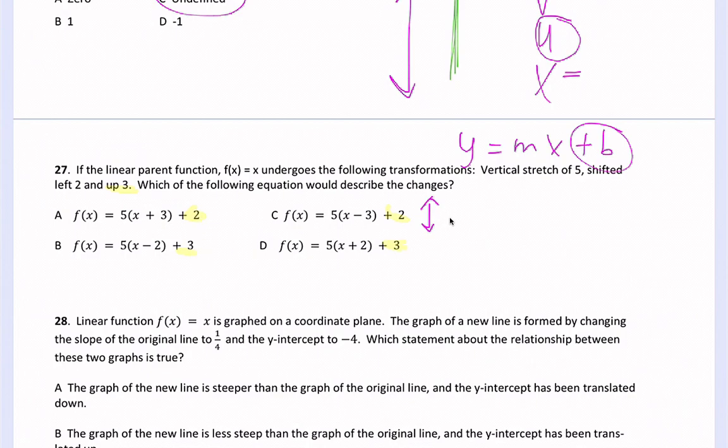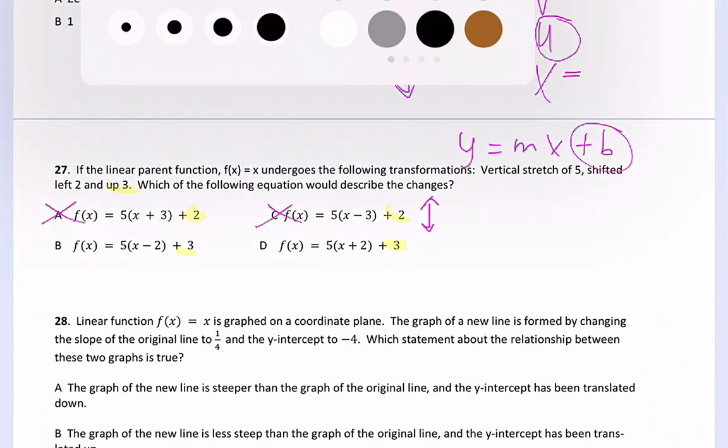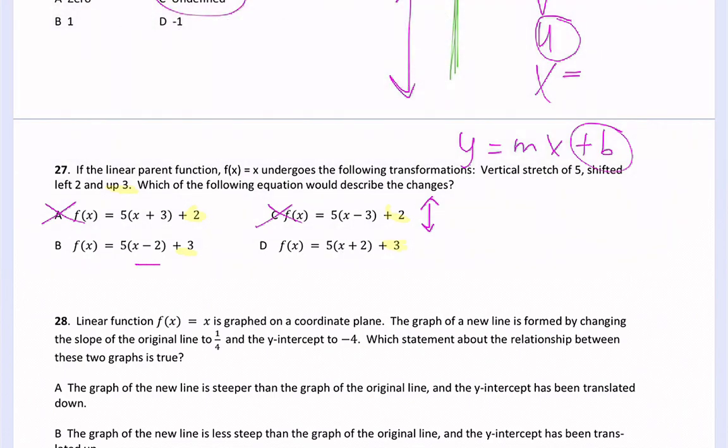So if I want it to go up 3, I know I can eliminate A and C. This would go up 2, this would go up 2. Okay, so we're left between B and D. The only difference between B and D is that right here it says x minus 2 and this one says x plus 2. Okay, so remember, if it's happening to the x, think about how the x-axis looks.